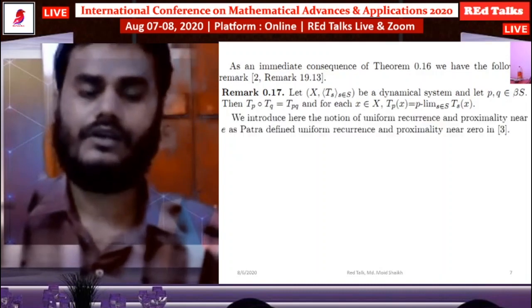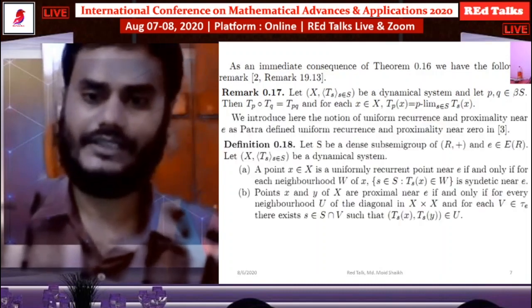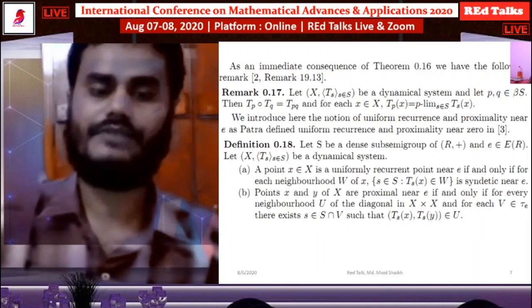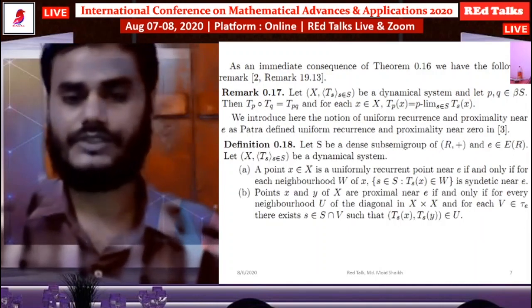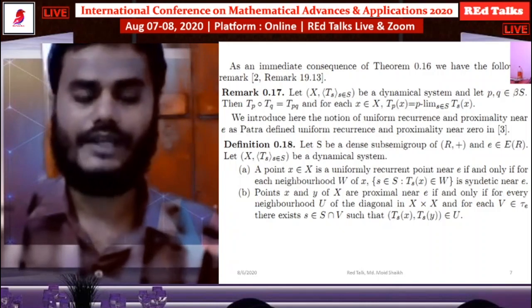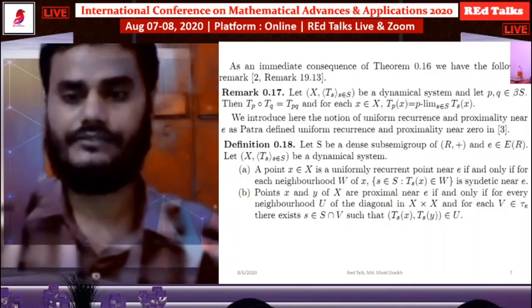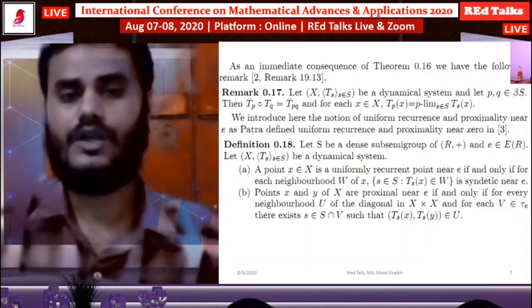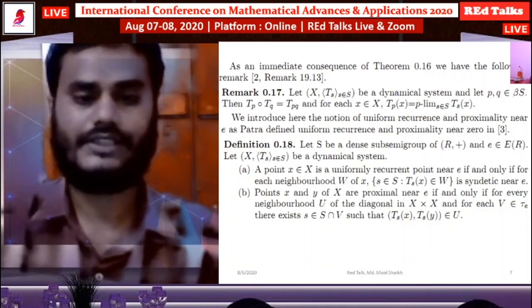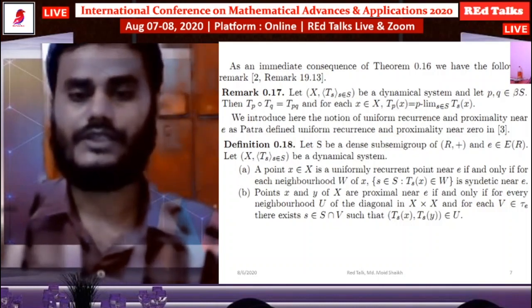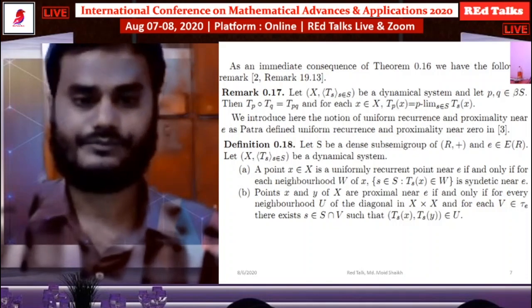Now, a uniform recurrent point near E if and only if for each neighborhood W of x, there exists s belongs to S such that Ts x belongs to W. And x and y are proximal near E if and only if for every neighborhood U of the diagonal in X × X, and for each V belongs to tau, there exists s belongs to S intersection V such that Tsx, Tsy belongs to U.